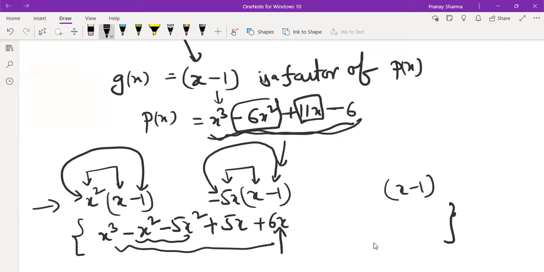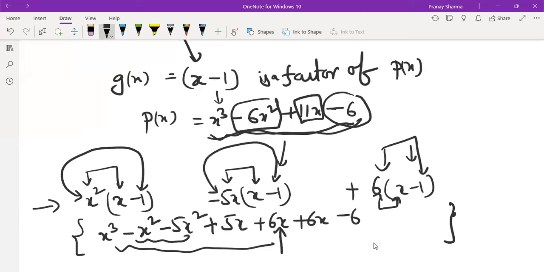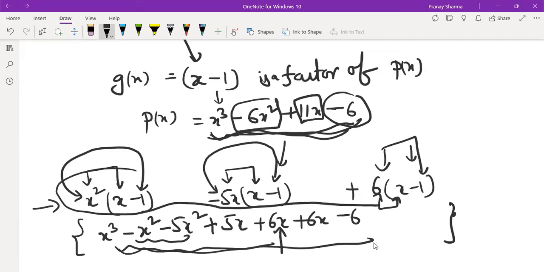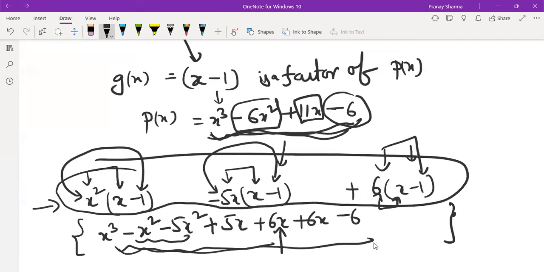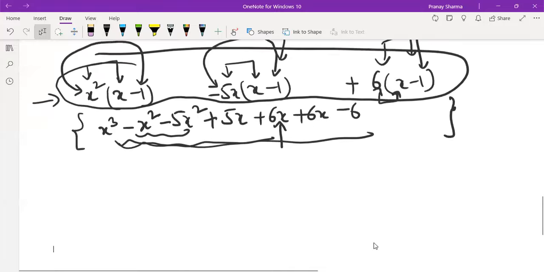How do we have 6x here? When we multiply this particular thing with 6, we'll be getting 6x. Last term is auto-adjusted, minus 6. See, if you multiply this 6 with minus 1, you will get minus 6, and 6 with x, you'll get 6x. So this particular polynomial is actually adjusted. We are interested in this part. Okay, so I'll be copying this.